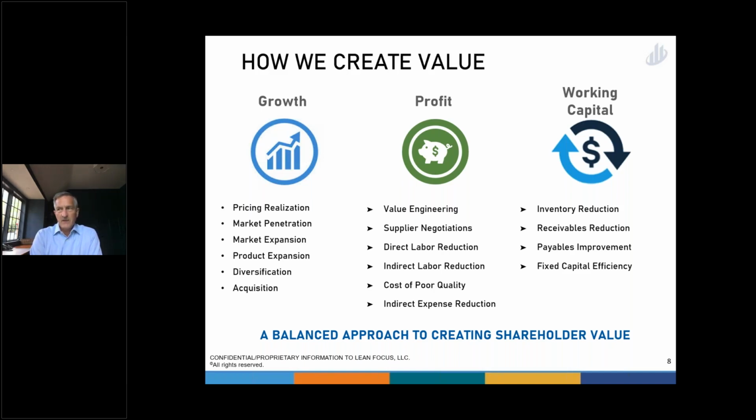And that can be on the growth side of the business, focusing on product expansion, pricing realization, focusing on profit improvement, or focusing on working capital reduction. And we use those specific measures that you're prioritizing in your business to determine what the priorities of your Lean journey should be as we do a rapid plant analysis with your team. And we'll talk more about that as we go through the next few slides.